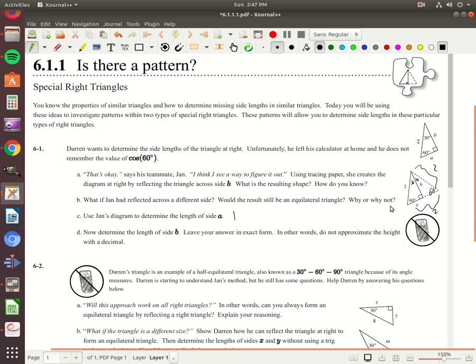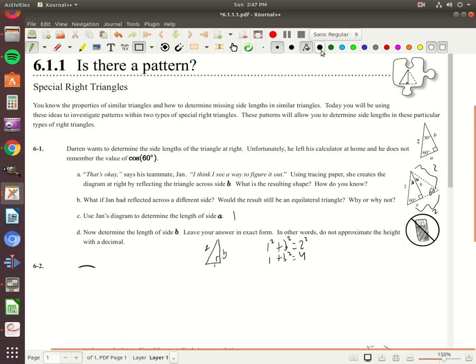And it says, now determine the side length of B. So what we're looking at is we have a triangle that looks like this. So we can say 1 squared plus b squared equals 2 squared. So 1 plus b squared is equal to 4. Let me go ahead and create a little room right here. If I keep going with this, I will subtract 1 from each side. B squared is equal to 3. I will square root each side. And b will equal the square root of 3.